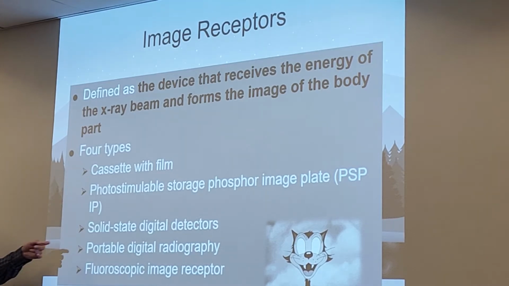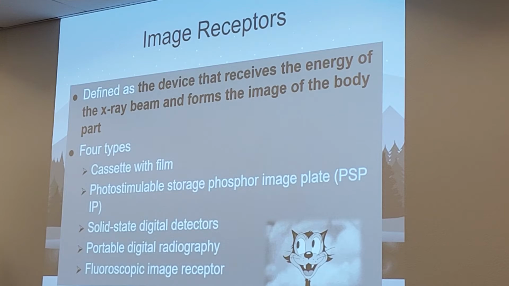And then we have these two over here. Portable digital radiography and fluoroscopy. Okay, portable digital radiography, kind of similar to these, but it's more like a cassette that is digital. So you shoot the X-ray, the cassette captures it, and it can just beam the information to your machine through Bluetooth or something.